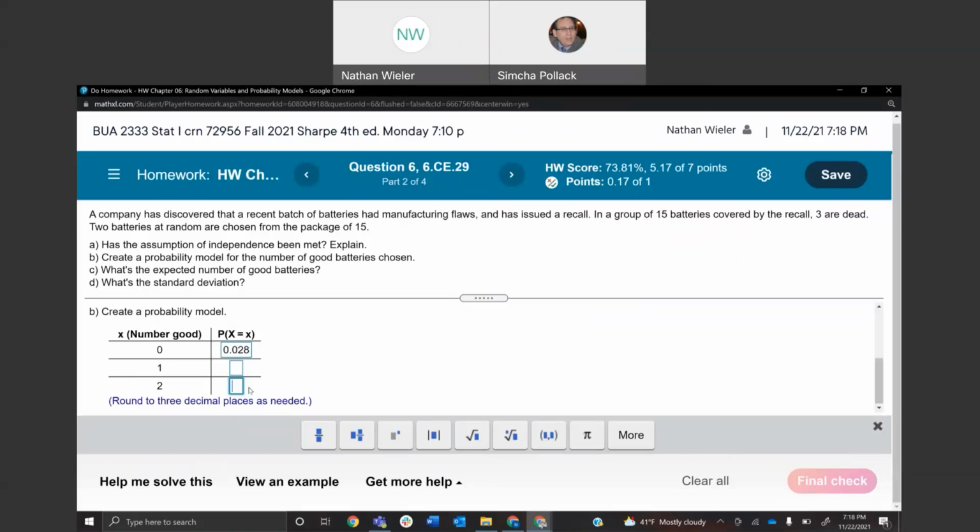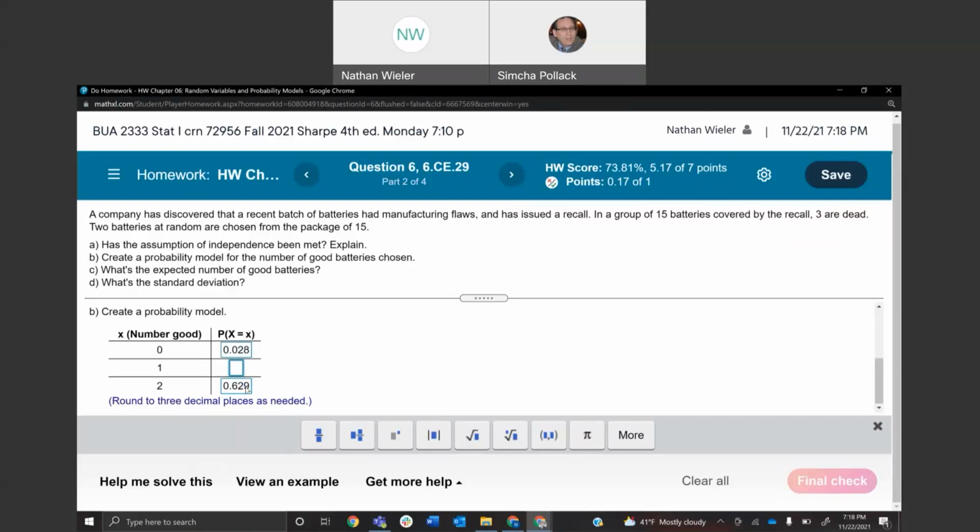Okay, 2 batteries. So to get the last answer, what's the chance of getting a good one followed by a good one? Well, to get the first one good, the chance is 12 out of 15. And what's the chance of getting the second one good? Well, there are only 11 good ones left out of 14. So that's 12 over 15 times 11 over 14. It's going to come out to 62.9.